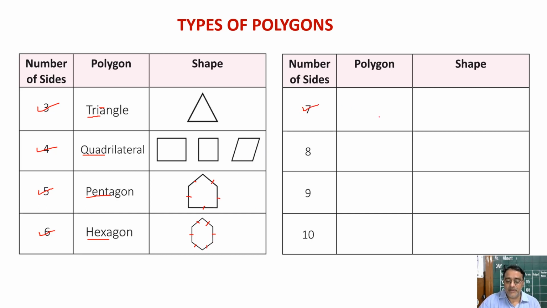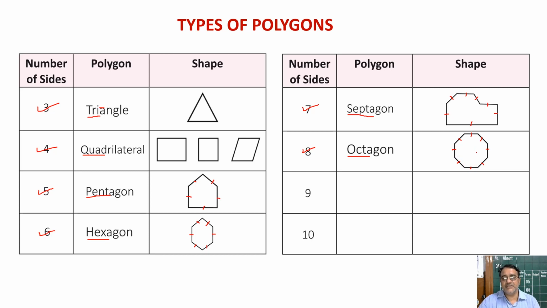Now the number of sides 7. The name of the polygon is septagon. Septa means 7 होता है, right? And this is the rough figure. See, 1, 2, 3, 4, 5, 6, 7 sides. So this is septagon. Now if the number of sides is 8, the name of the polygon is octagon. Octa means 8 होता है. So this is the rough figure. 1, 2, 3, 4, 5, 6, 7, 8. 8 sides. So this is octagon.